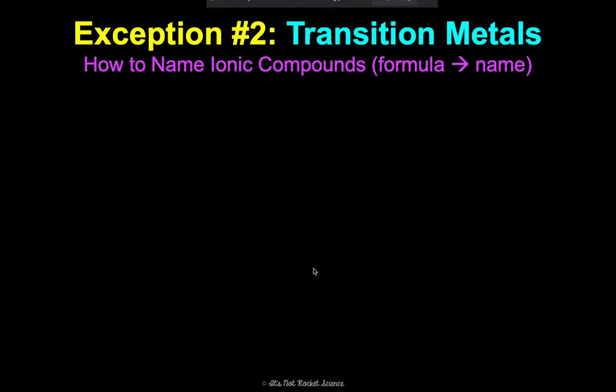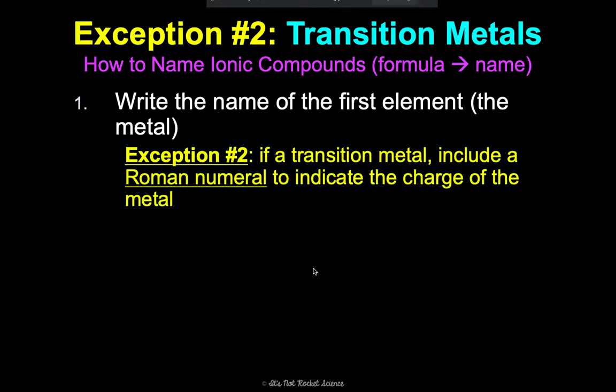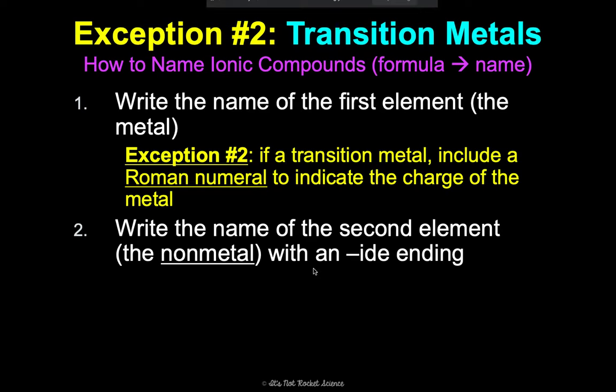So let's go ahead and talk about the second exception to naming ionic compounds. We're going to start with the formula and go to the name. So you're going to write the name of the first element, which is the metal. The exception here is if it's a transition metal, which means it's in groups 3 through 12, include a Roman numeral to indicate the charge of the metal. So that would be the exception. So you're just adding the Roman numeral in the middle.